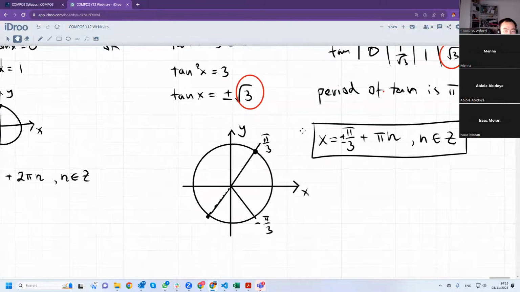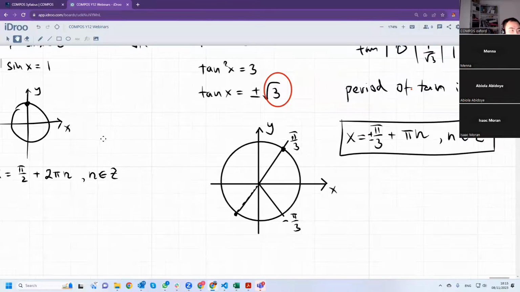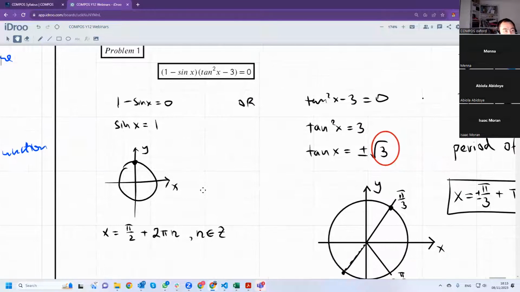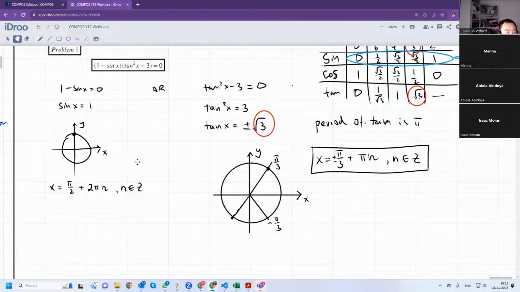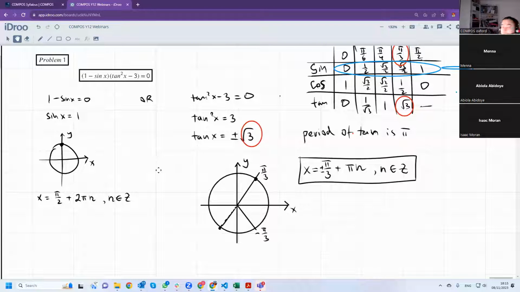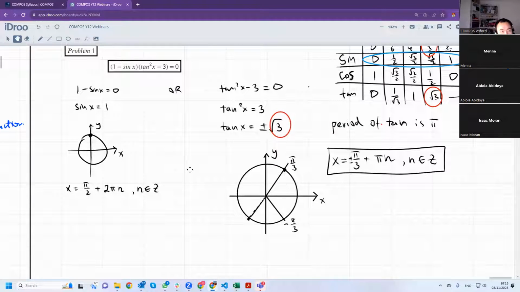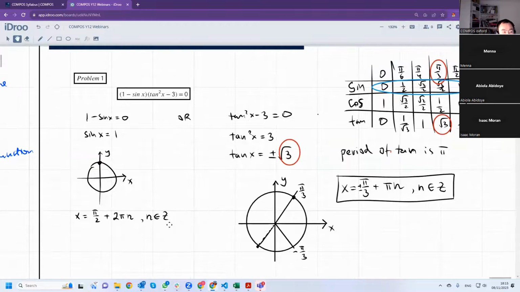Right. So it seems like it's done, right? The problem seems very straightforward. X is this and X is this. However, you probably haven't noticed, but some of these answers are not valid.